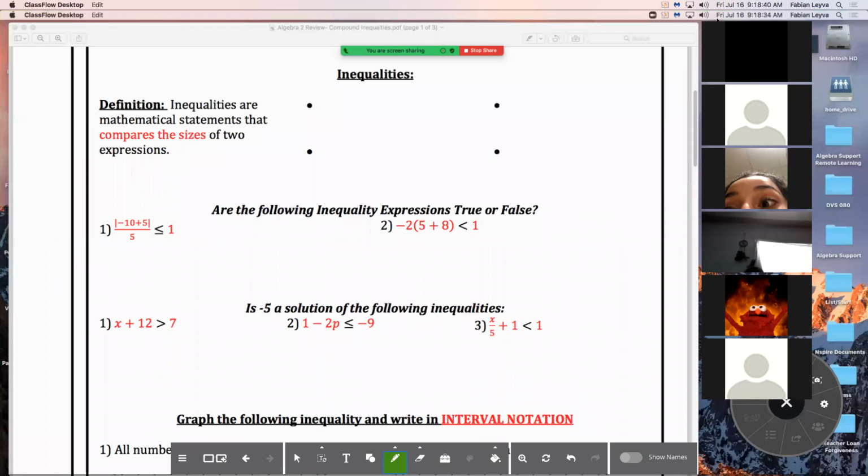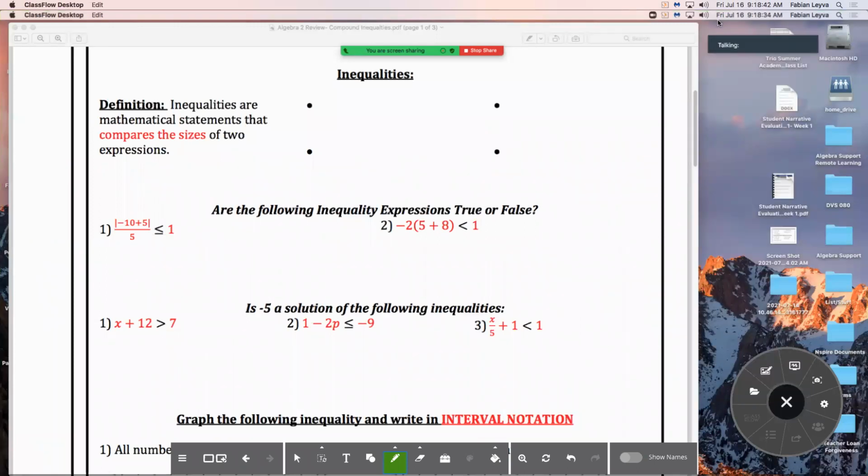What do you think, Mr. Juan? Do you have some experience with inequalities? I do, but honestly, I don't remember what they are.